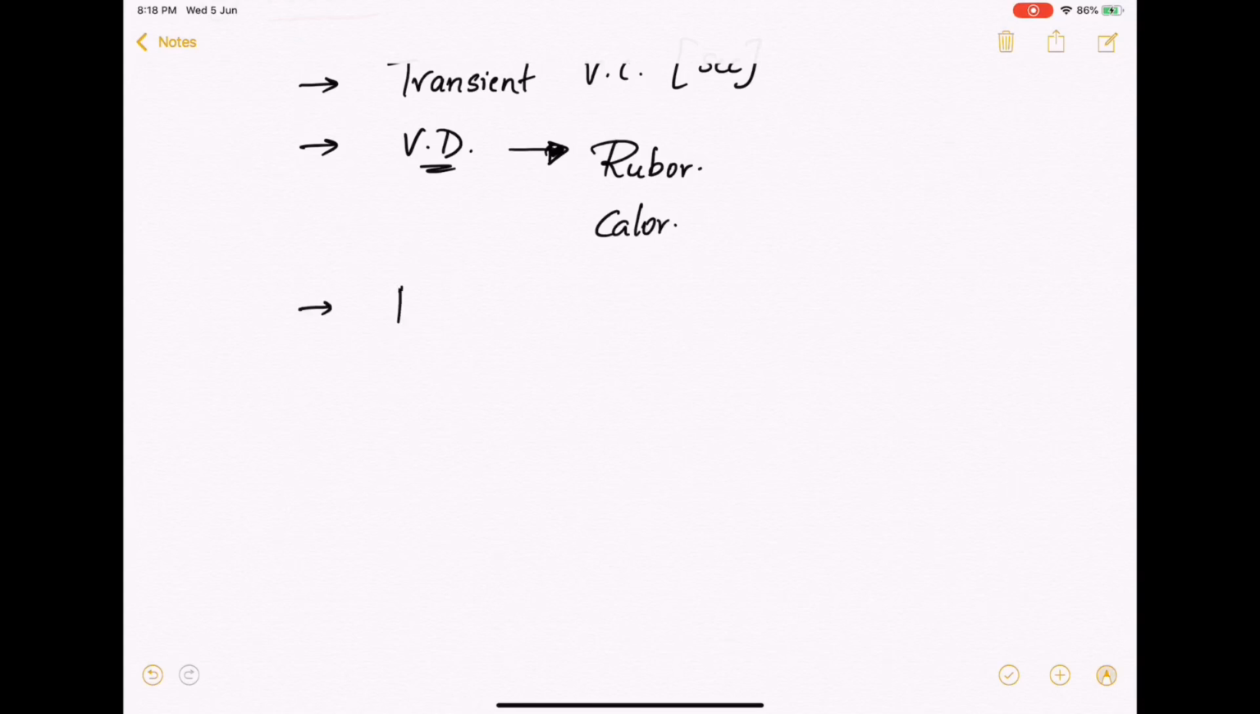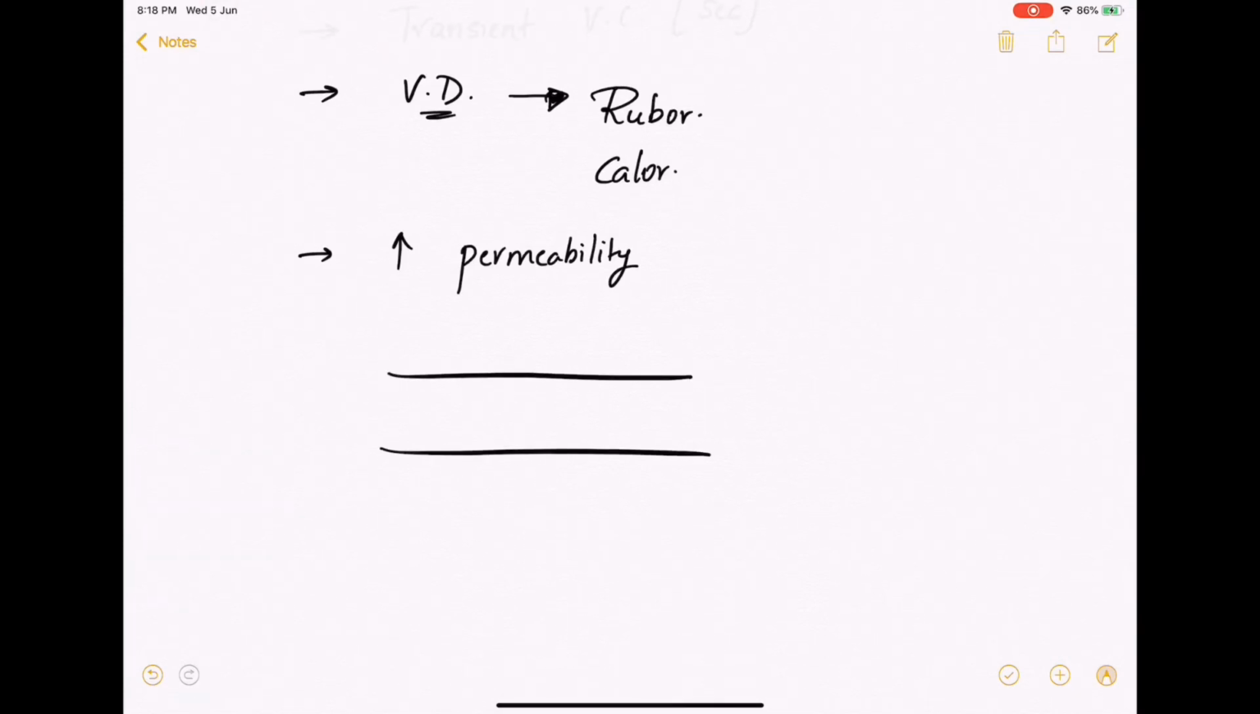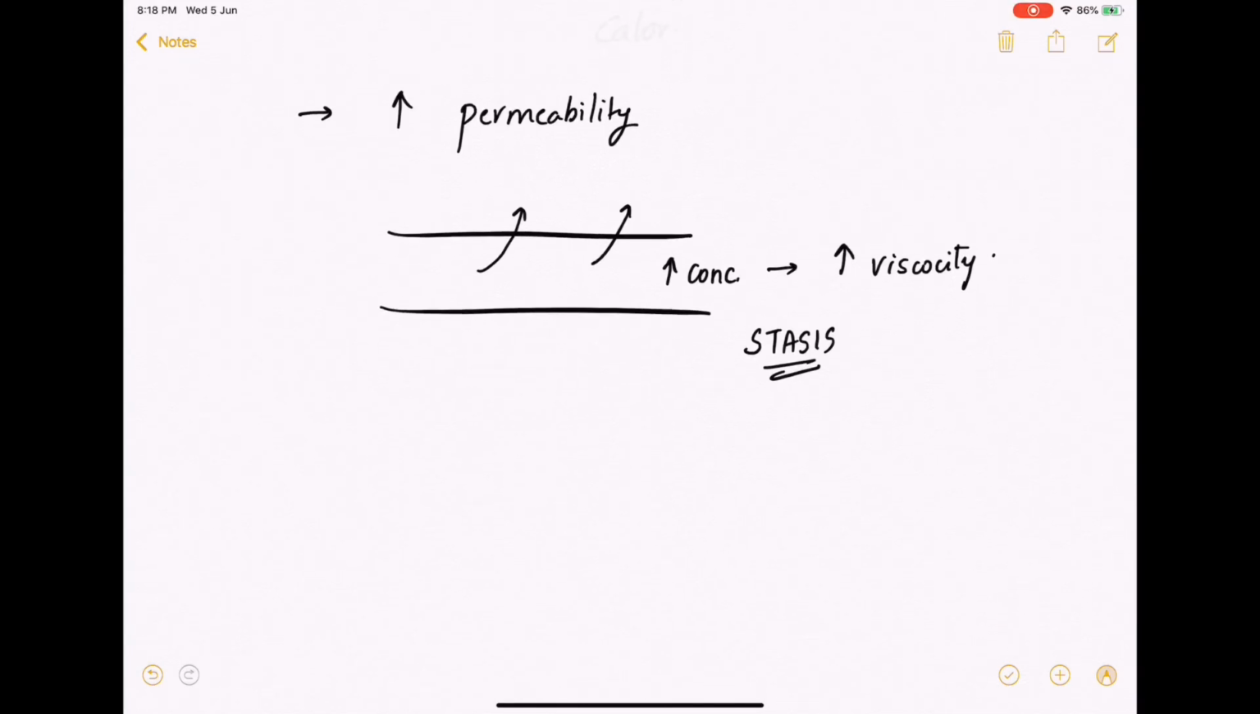The next thing we're seeing is increased permeability. Now, because of increased permeability, a lot of substances are moving out of the vessels into the extravascular tissue, because of which the concentration of the blood inside the vessel is increasing, which means there is increase in viscosity. So the movement of the blood over here is going to become more sluggish, that is, there will be stasis. So what you will see is that the vessels in the area of inflammation are all engorged and stuffed with RBCs and cells basically. It's all concentrated and there is stasis.